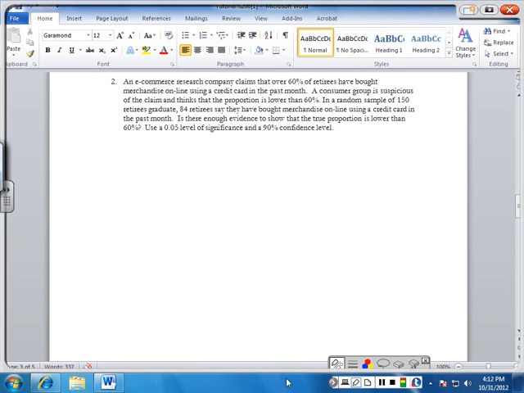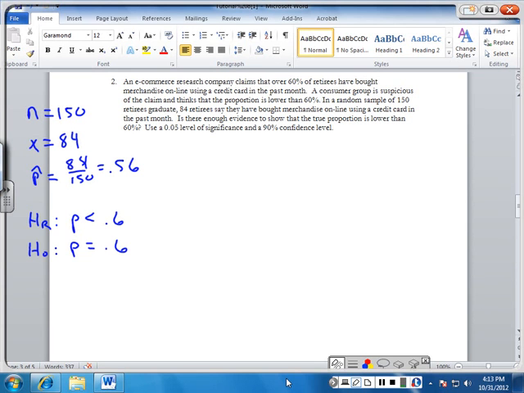So reading through here, we have a random sample of 150. The number of yeses is 84. So p hat is going to be 84 over 150, and that is 0.56. We want to know if we have enough information to conclude that p is less than 0.6, H0: p equal to 0.6. That's pretty much just reading the problem.